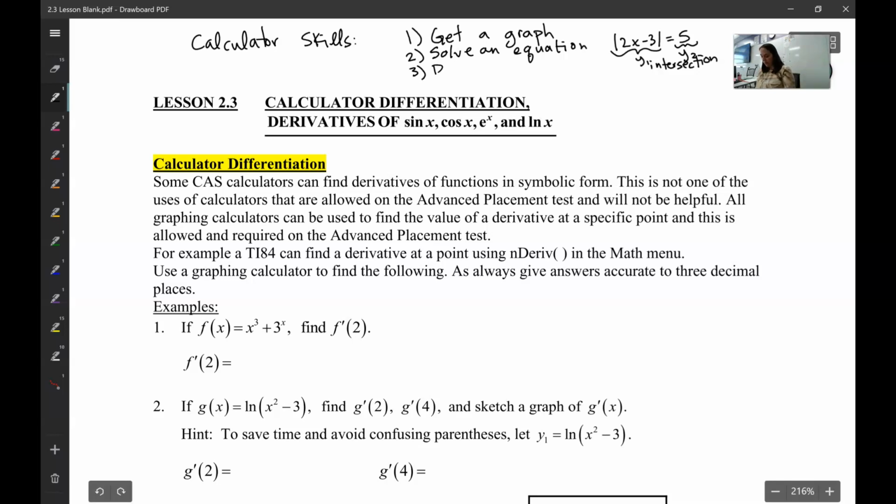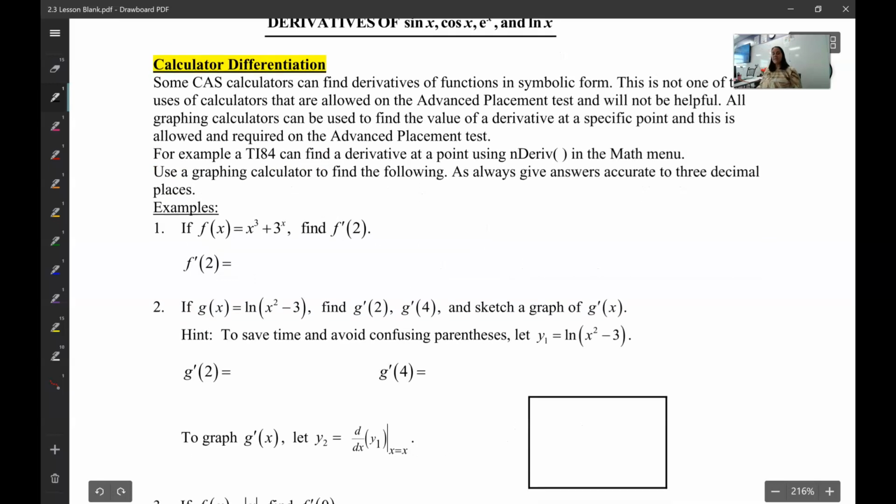Number 3, you can use a calculator to find the derivative at a single point, which is what we're going to go through today, finding the derivative at a point. And then the final one, which we aren't going to talk about yet, we'll get to later in the year, is to evaluate a definite integral. So don't worry about that one too much, we'll get there. So today, let's learn how to find a derivative at a single point on our calculators.